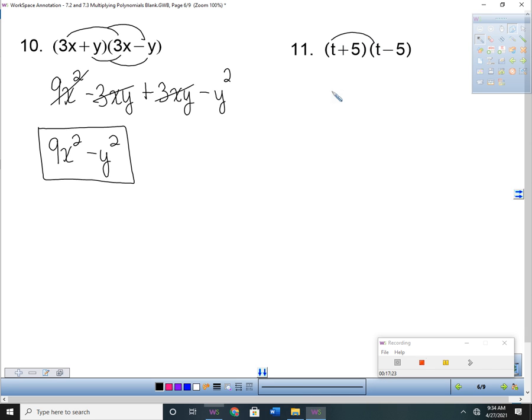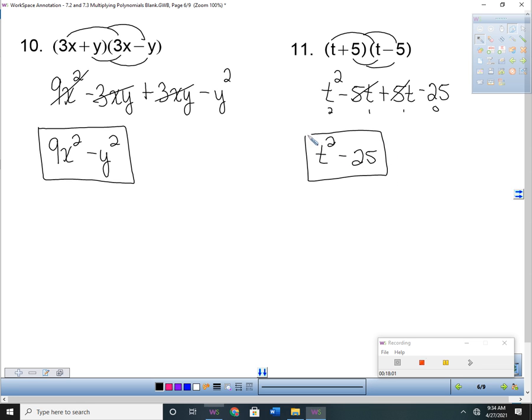All right, number 11. t times t is t squared. t times negative 5 is negative 5t. 5 times t is positive 5t. And 5 times negative 5 is negative 25. So I have a degree of 2, 1, 1, and 0. So I'll start with my t squared. The 5t and the negative 5t are going to cancel out. And then I just have my minus 25.